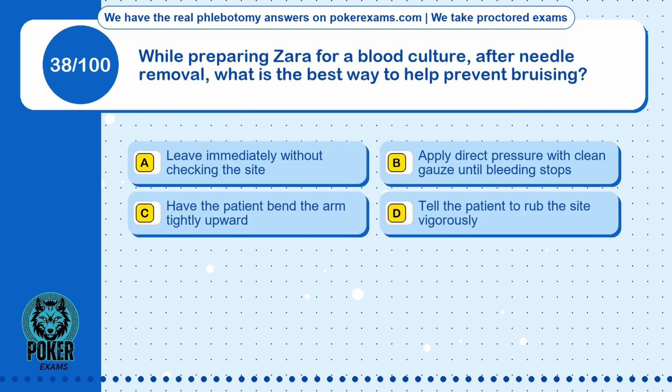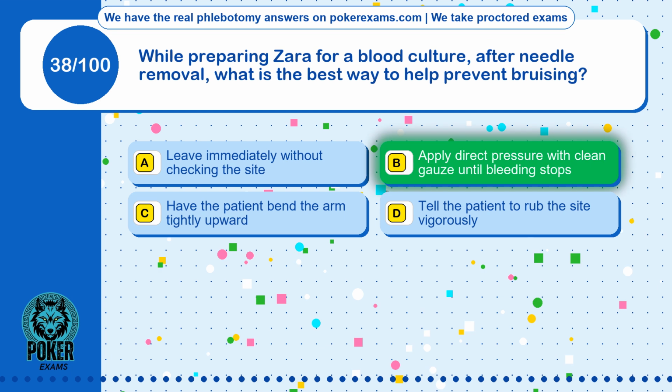Question 38. While preparing Zara for a blood culture, after needle removal, what is the best way to help prevent bruising? Option A. Leave immediately without checking the site. Option B. Apply direct pressure with clean gauze until bleeding stops. Option C. Have the patient bend the arm tightly upward. Option D. Tell the patient to rub the site vigorously.